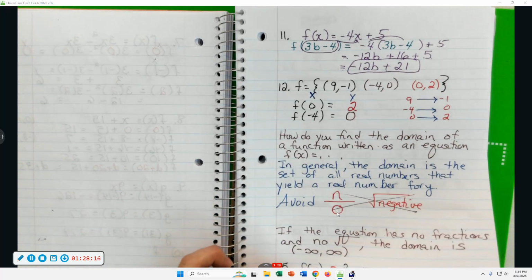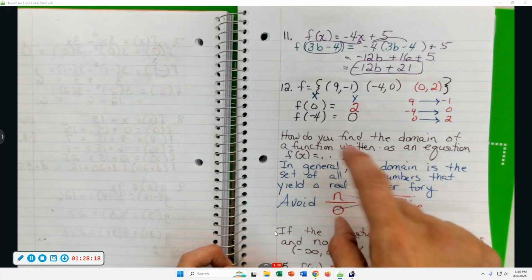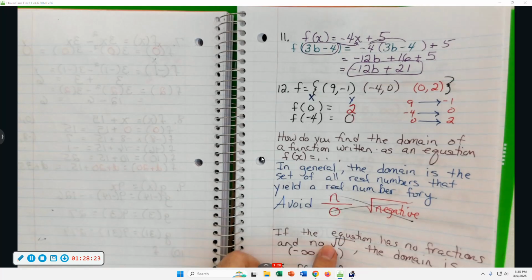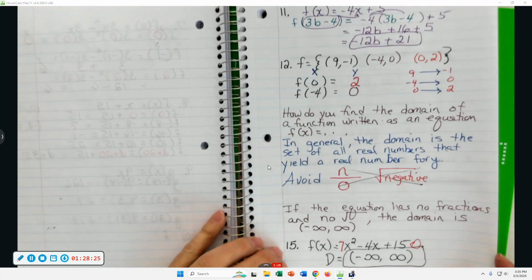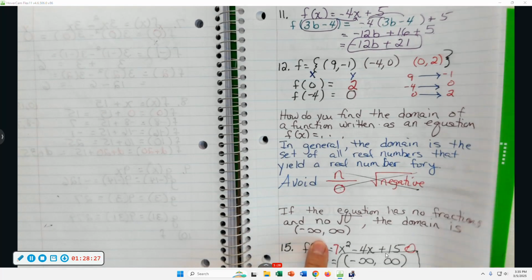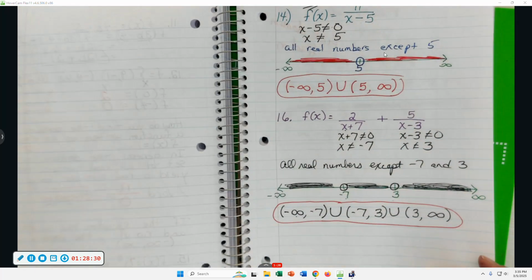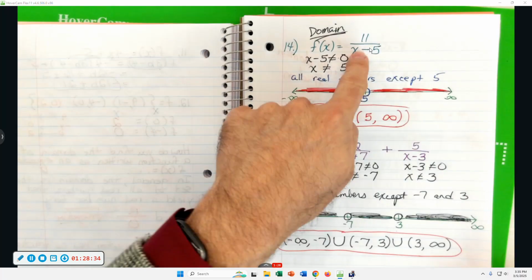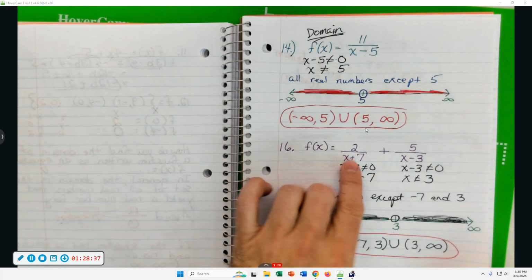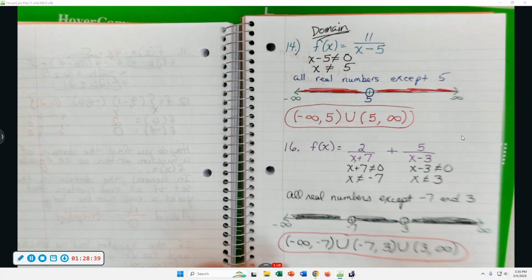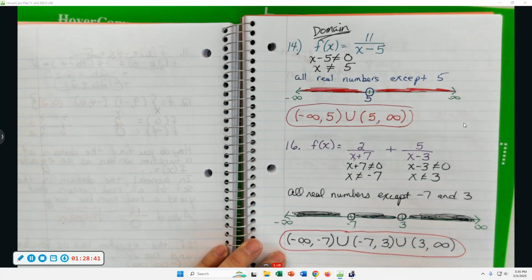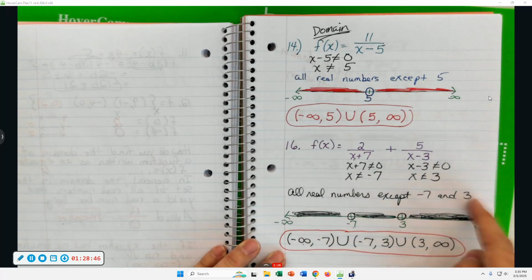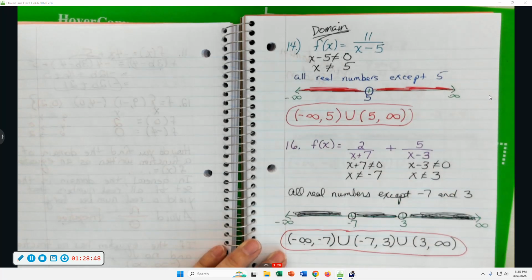So what have we done here at the end? We've learned, okay, if the equation has no fraction and no square roots, you just say the domain is all real numbers. If the equation has fractions, then you say, okay, denominators can't be 0, and to get the interval notation, you go through every interval, separating them at the numbers that you're excluding.